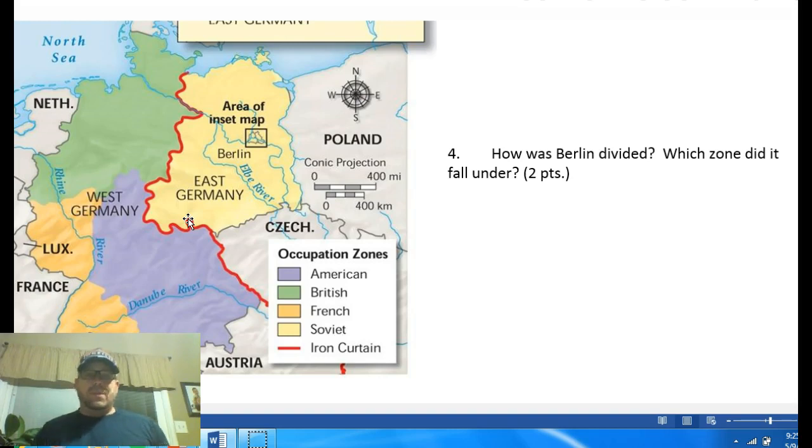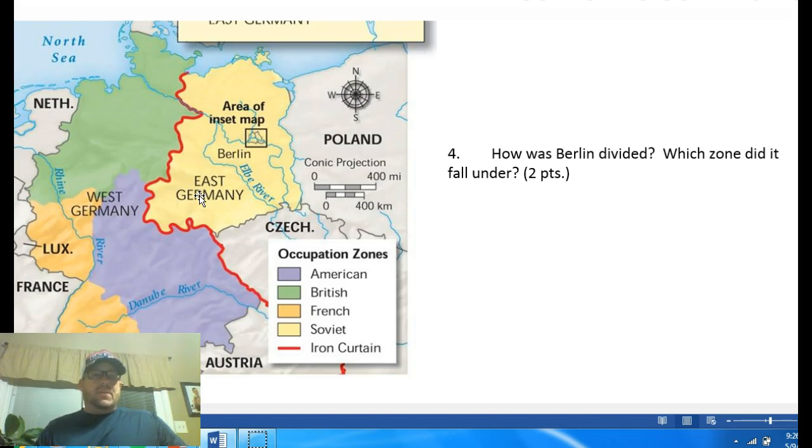So the Soviet Union disassembled a bunch of factories after they got done raping just about every German woman they could find, and took with them all the supplies back to the Soviet Union, and used it to help rebuild their country.